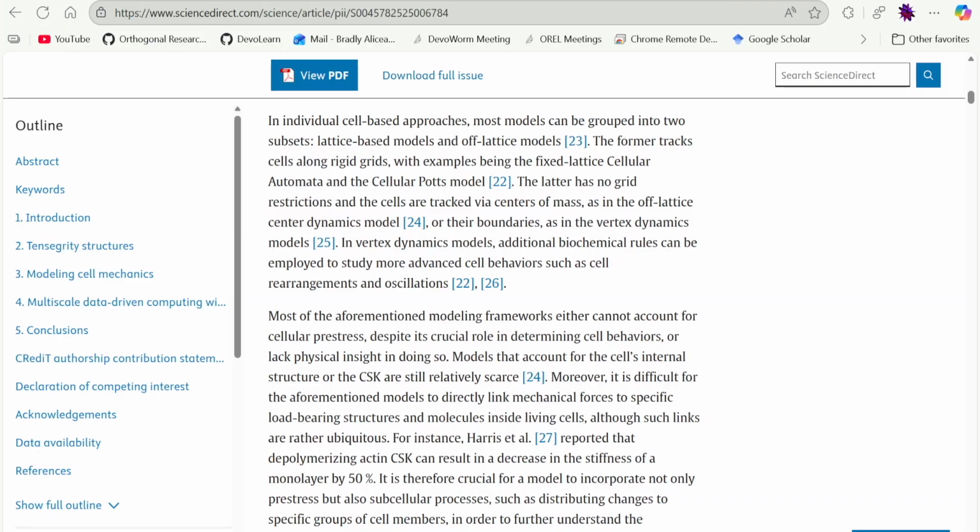And then, of course, we have vertex dynamics models where additional biochemical rules can be employed to study more advanced cell behaviors, such as cell rearrangements and oscillations.